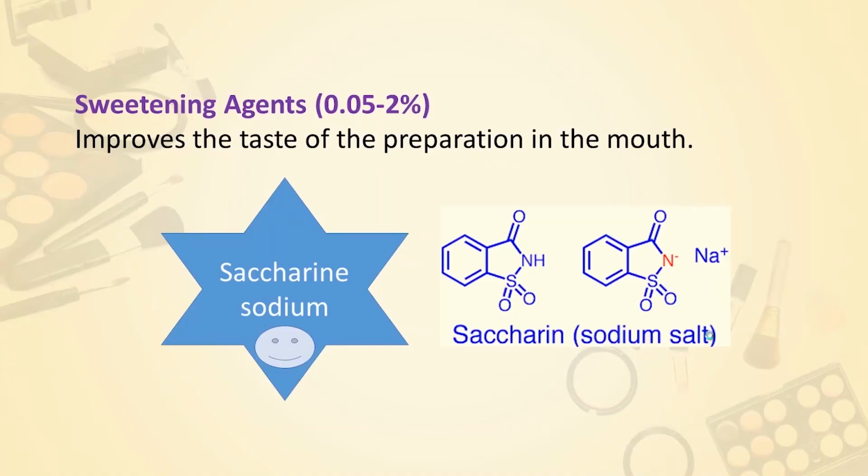Sweetening agent is used in 0.5 to 2% concentration, and it is used to improve the taste of the preparation in the mouth. Saccharin sodium is the most commonly used sweetener, and the exact amount is determined by the quantity and sweetness of other ingredients present in the formulation.